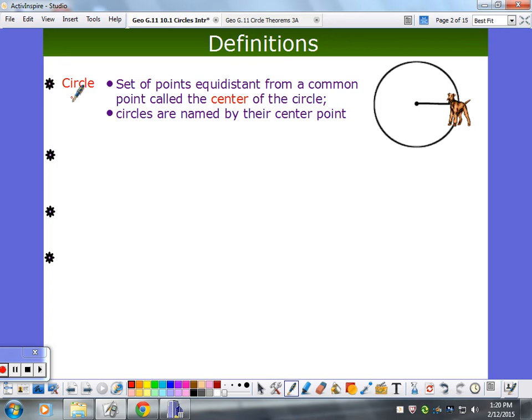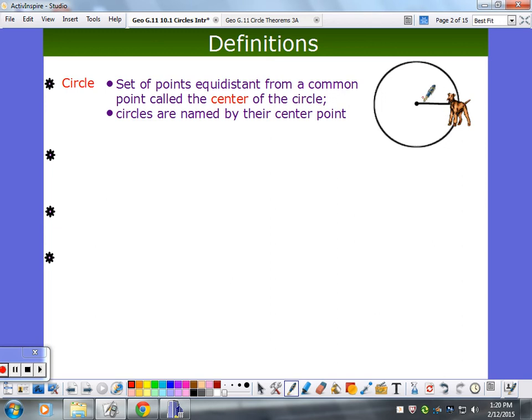Here's what a math definition of a circle is. It's a set of points equidistant from a common point, and we call that common point the center. Think of a dog tied up on a leash. He pulls on it and goes all the way around. The dog's dumb, but we're smart. We get this, right?